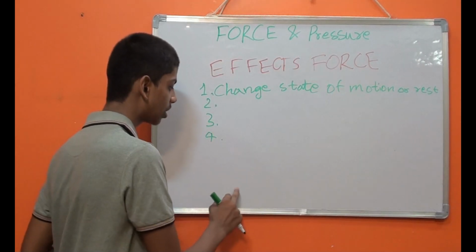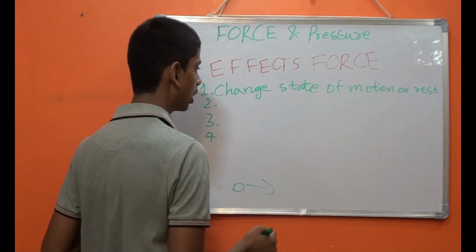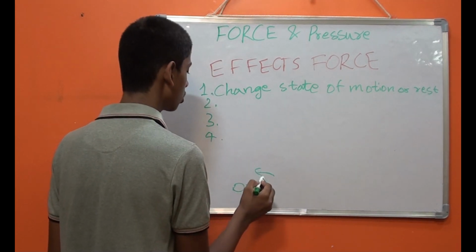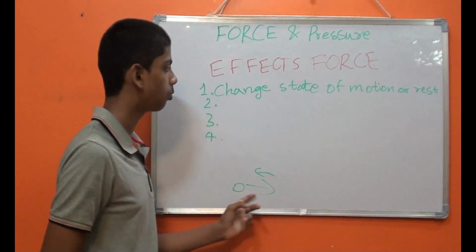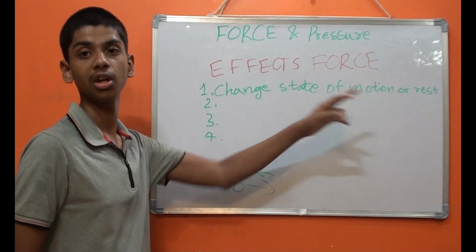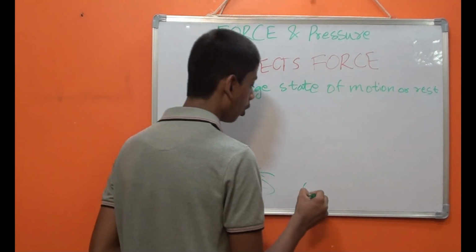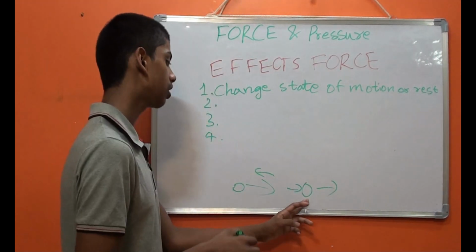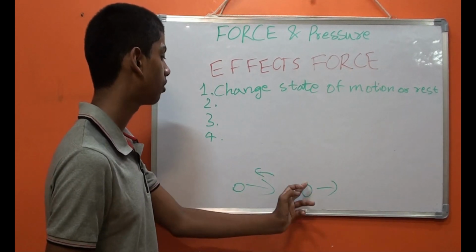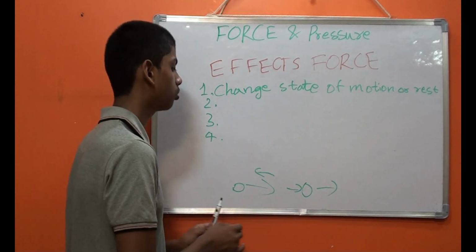Now a ball is moving in this direction. Now you kicked it in this direction slowly. The ball stopped. Here you applied force. The ball was in motion and it came to rest. The ball was at rest here. Then you kicked it. It started moving. Then it changed the state of rest to the state of motion.